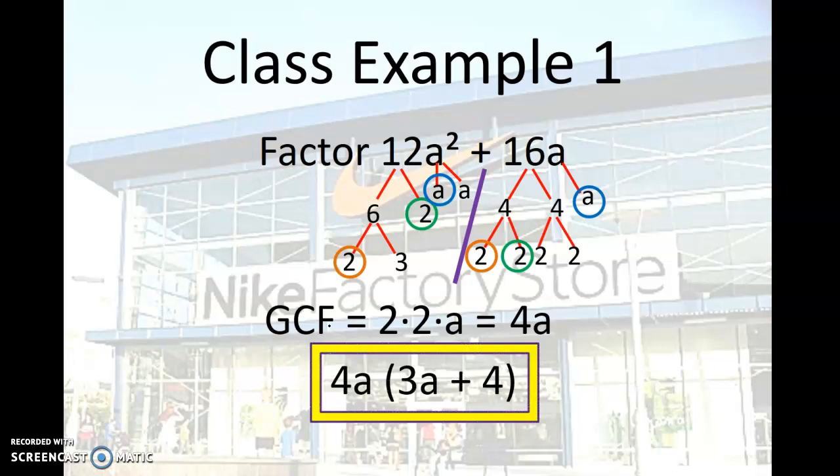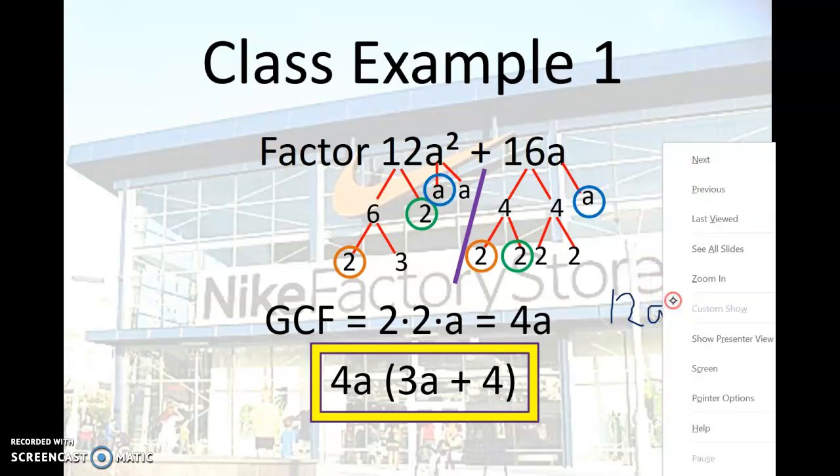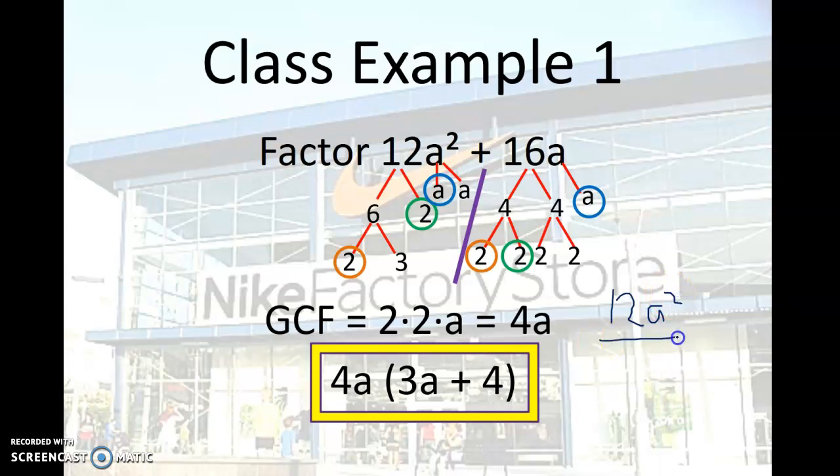So then if we were to factor 4a from both terms, you pull out the 4a, it comes outside, and in parentheses, what you're basically doing, which it didn't show here, is dividing each term by 4a. 12 divided by 4 is 3. A squared divided by a is a. That's how I got the 3a.